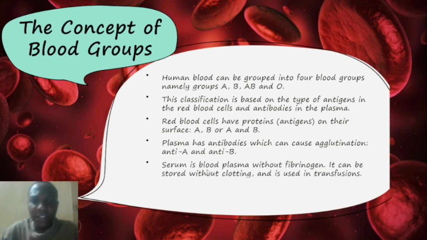Now, the serum is just the blood plasma without fibrinogen. It can be stored without clotting, and it is used in transfusion. The serum is the crucial thing that is needed when you want to carry out a blood transfusion. We'll discuss blood transfusion in the next sessions.